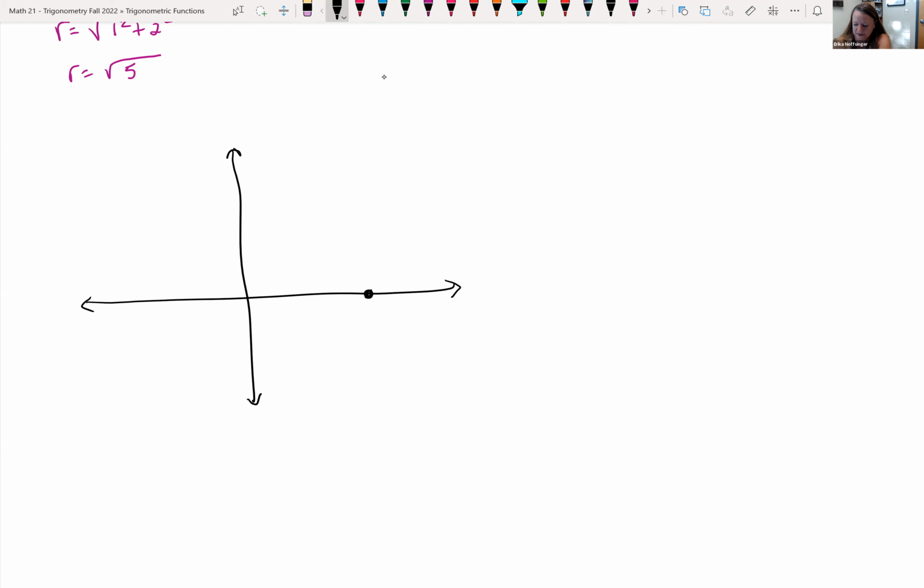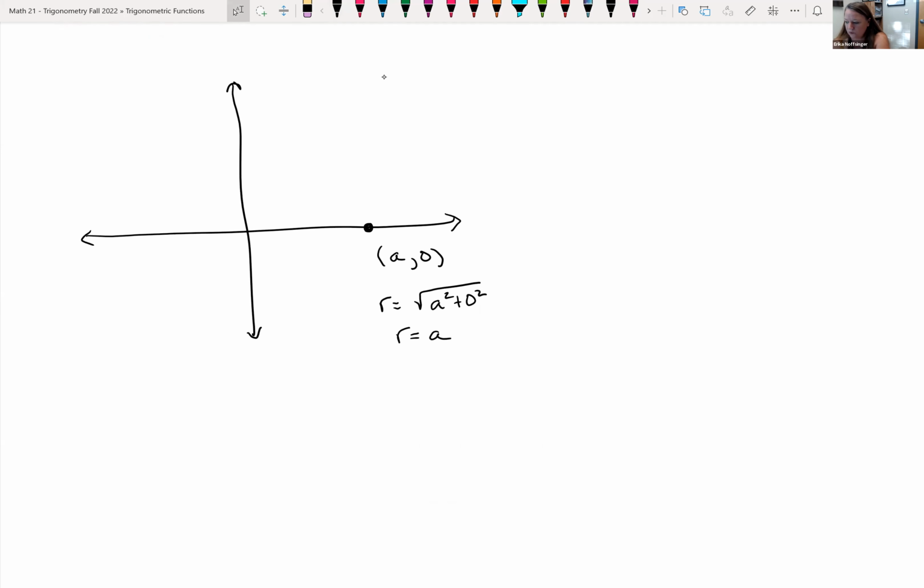So if we had a point on the positive x-axis, I know that my y value is 0, so let's just call this a 0. If we had talked about r was equal to the square root of a squared plus, in this case, 0 squared. So r in this case is just a. So if we think about the ratio of sides here, so cosine theta, this was a over r. Well, this is a over a, which is 1.